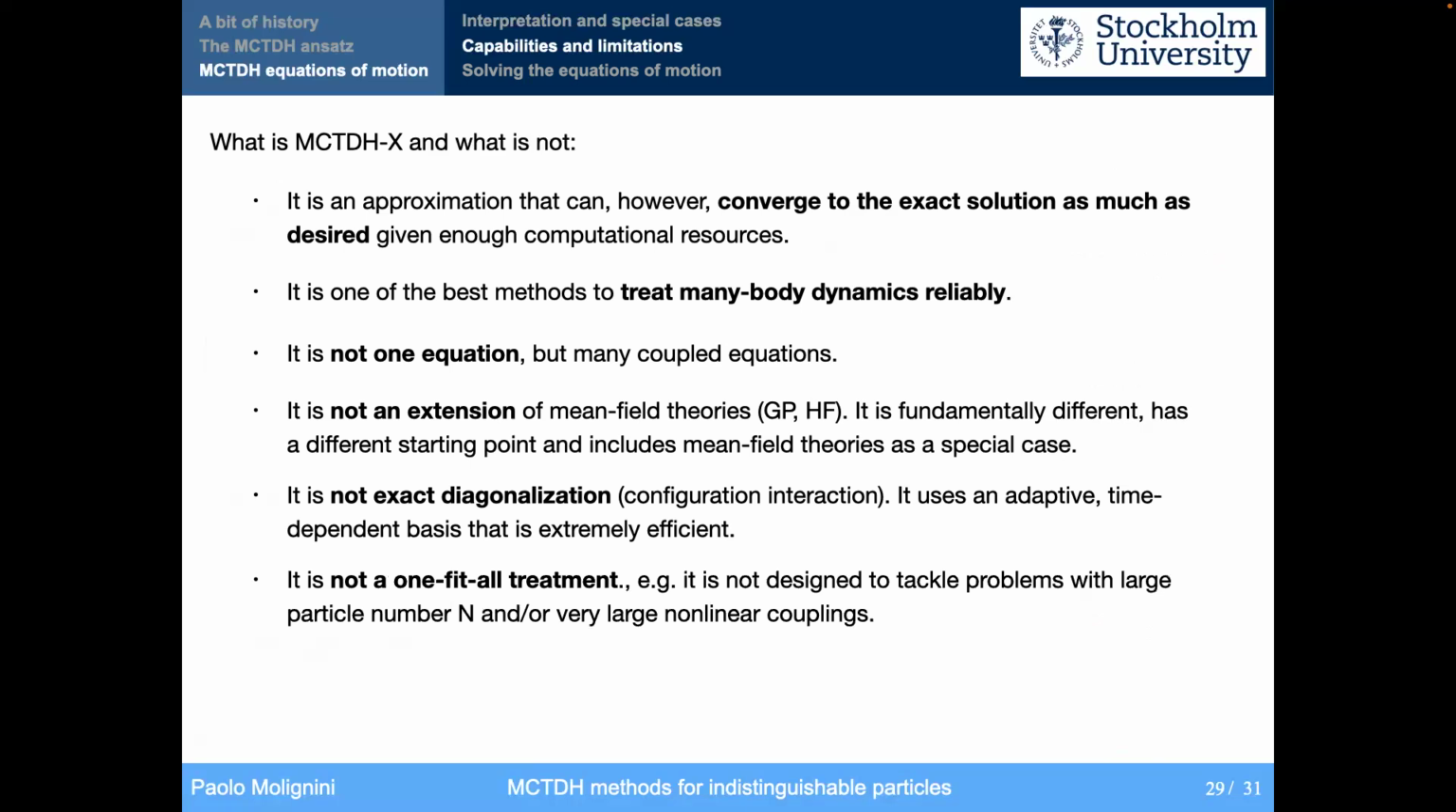But at the same time, it's not a one-fits-all treatment. It's not designed to tackle any arbitrary problem. It does not perform well when you have very strong interactions and/or a very large number of degrees of freedom. Typically, the best performance is obtained for small or medium-sized systems, with up to 20 or 30 degrees of freedom, which do not have very large nonlinear couplings.